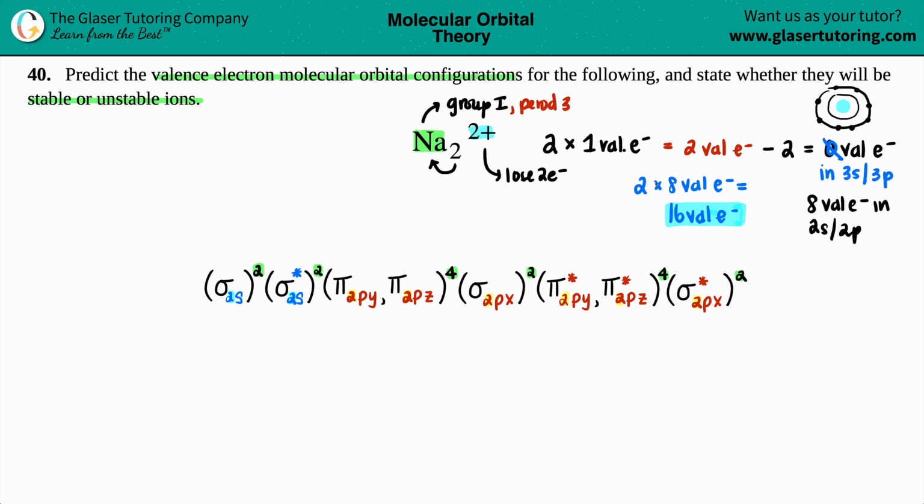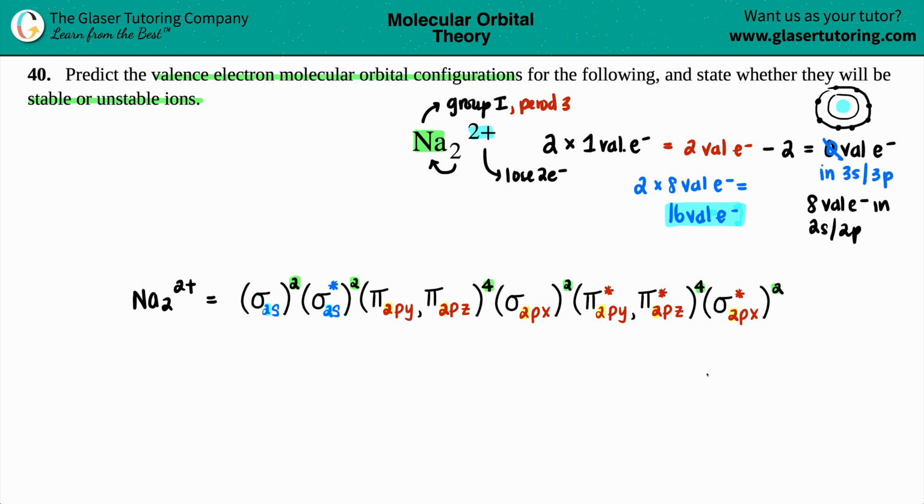And let's see, do we have a max of 16? Well, 2 plus 4 plus 2, 4 plus 2 plus 4, that's 10, 12, 14, 16. Aha! So this would be the valence electron molecular orbital configuration for Na2 2+. So that's the first answer.